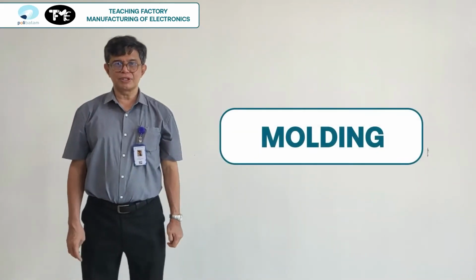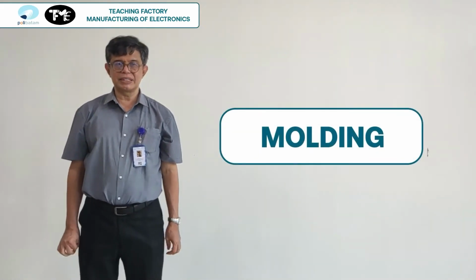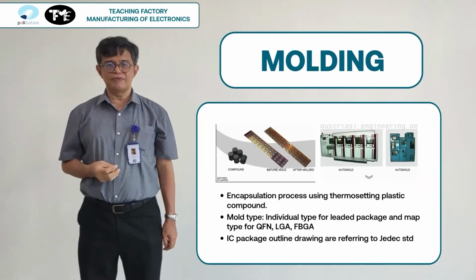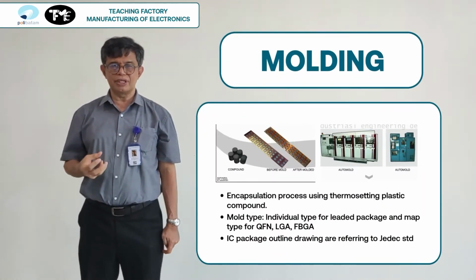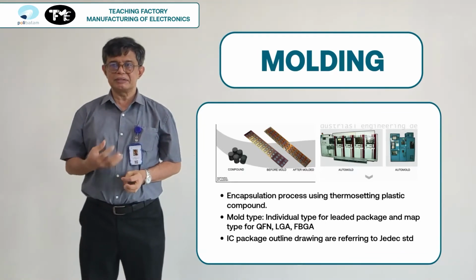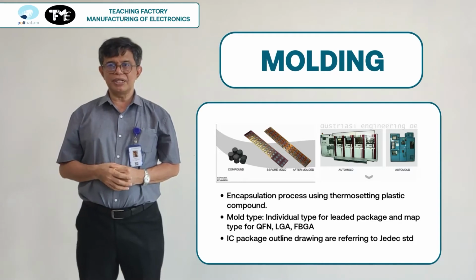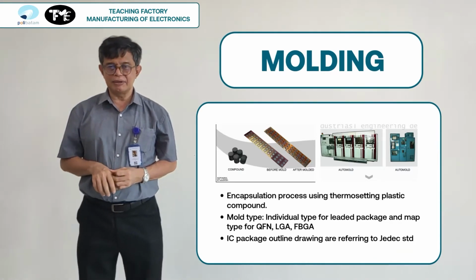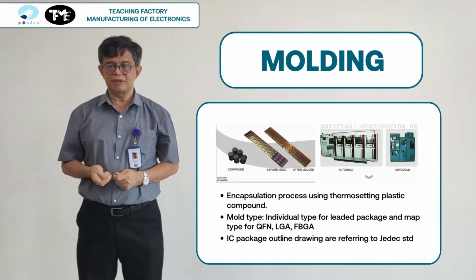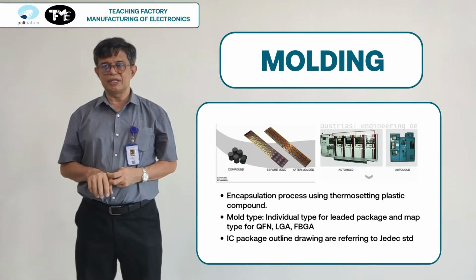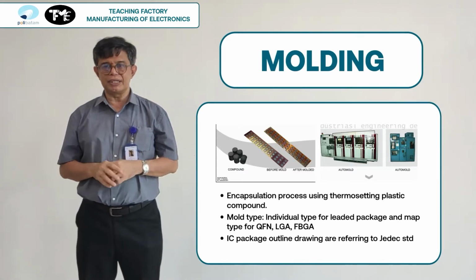Okay, next is the mold process. The mold process covers the die and the wire to prevent damage, corrosion, or oxidation of the die. Molding uses thermosetting plastic. We use many types of thermosetting plastic, depending on the resin and also the filler in the composition.